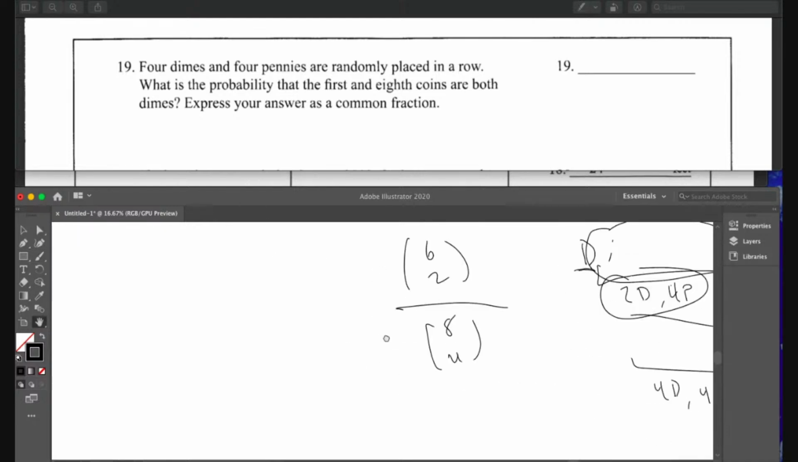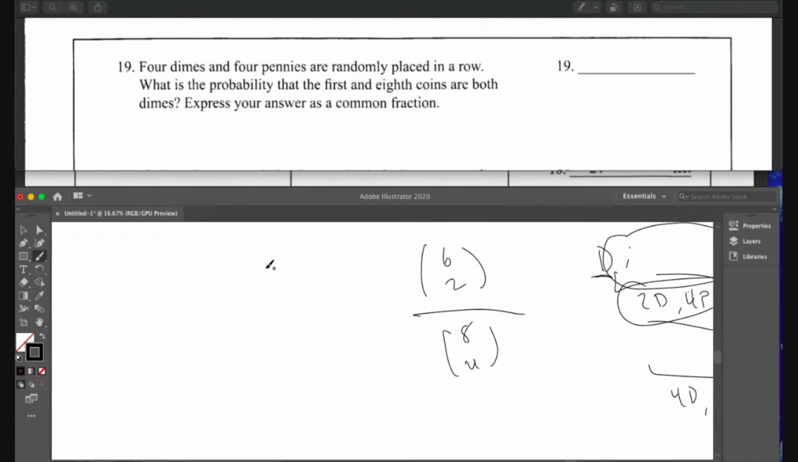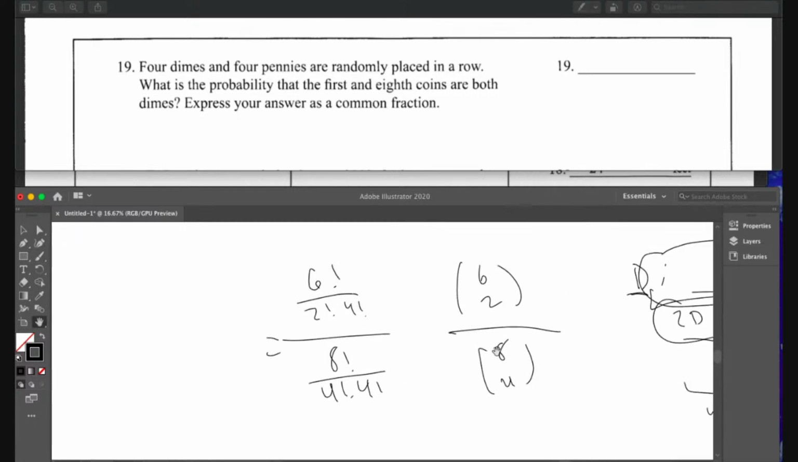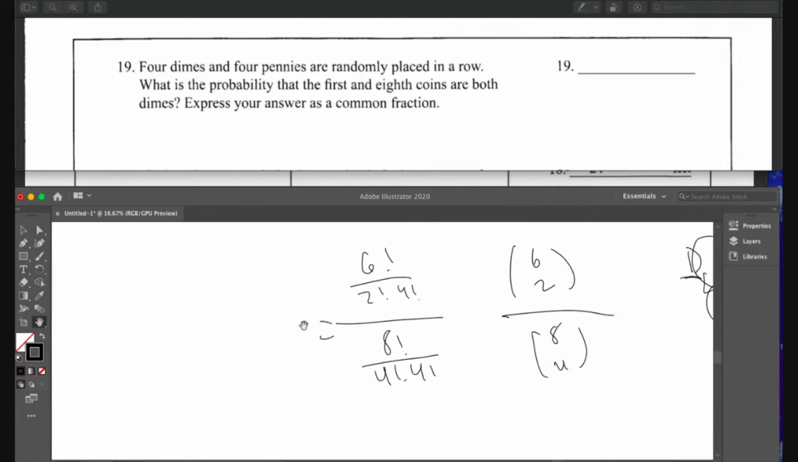So now we just have to calculate this. So six choose two is just going to be six factorial over two factorial times four factorial, and then eight choose four is just going to be eight factorial over four factorial times four factorial. And then I can take out, I don't know why I'm working right to left. Sorry about that.